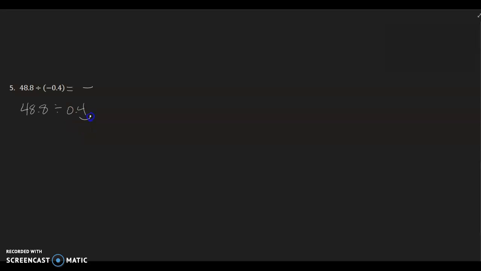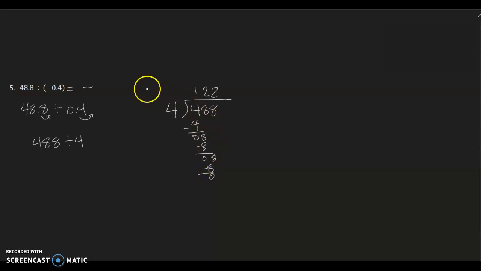4/10. So in order to make this divisor a whole number, I have got to move the decimal point to the right once, which means I have to do it also for my dividend. So 4 divided into 488, so 4 goes into 4 1 time. 4 goes into 8 2 times. 4 goes into 8 2 times. And so we're done. So my result here is going to be a negative 122.